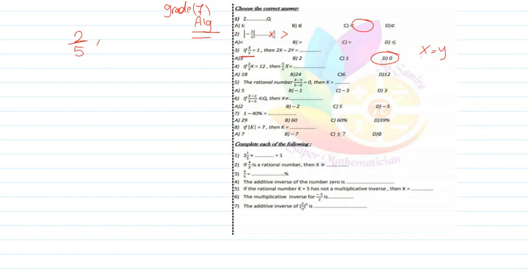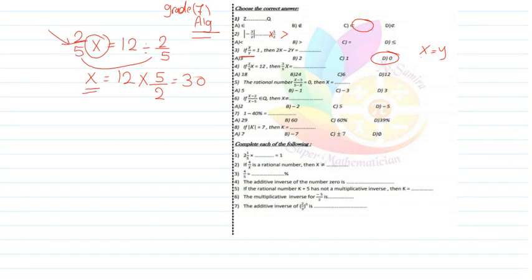2 over 5 x equals 12. Now we need to find 1x. How can we find 1x? By dividing. Any number beside the x, or coefficient of x, we divide by it on the other side. Then x equals 12 divided by 2 over 5, which becomes 12 times 5 over 2. 12 divided by 2 equals 6, 6 times 5 equals 30. So 1x equals 30.